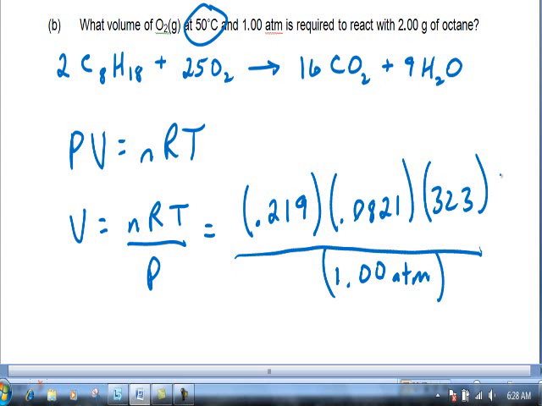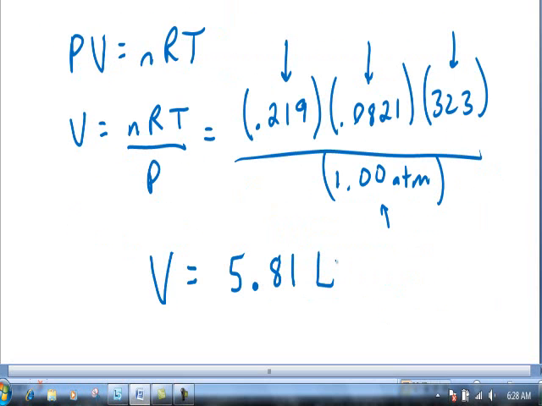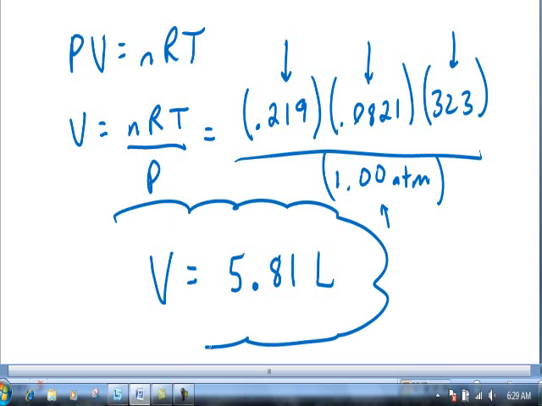Setting up our ideal gas law, our number of moles of oxygen is 0.219, our gas constant is 0.0821 liter atmospheres per Kelvin mole. We have 323 Kelvin for our temperature and 1 atmosphere for our pressure. We can now solve for our volume of oxygen required to react with our octane sample. Solving for V gives us a 5.81 liter sample of oxygen, and that's what would be required to react with our 2 gram sample of octane.